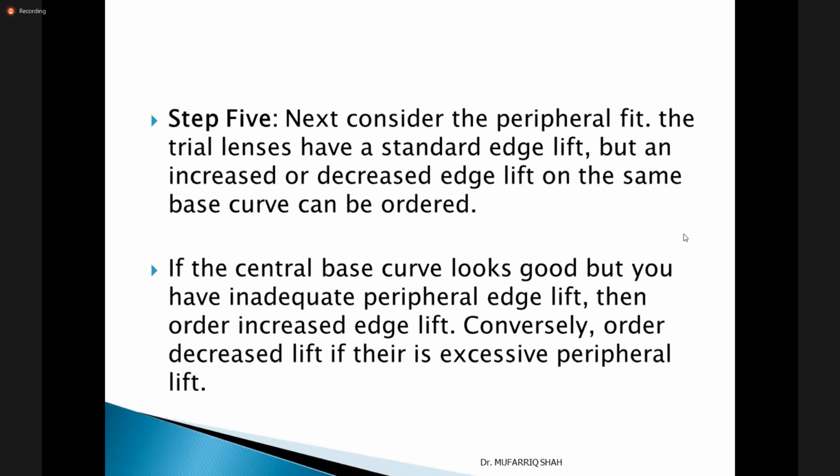Step 5, next consider the peripheral fit. The trial lens has a standard edge lift, but an increased or decreased edge lift on the same base curve can be ordered. We already discussed this. If the central base curve looks good, but you have inadequate peripheral edge lift, then order increased edge lift. Conversely, order decreased edge lift if there is excess peripheral lift.